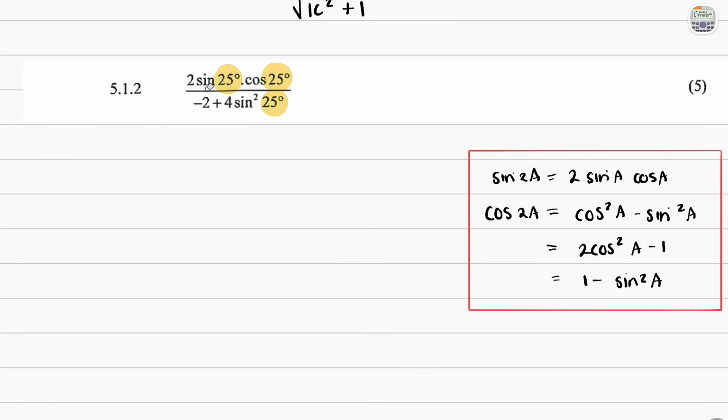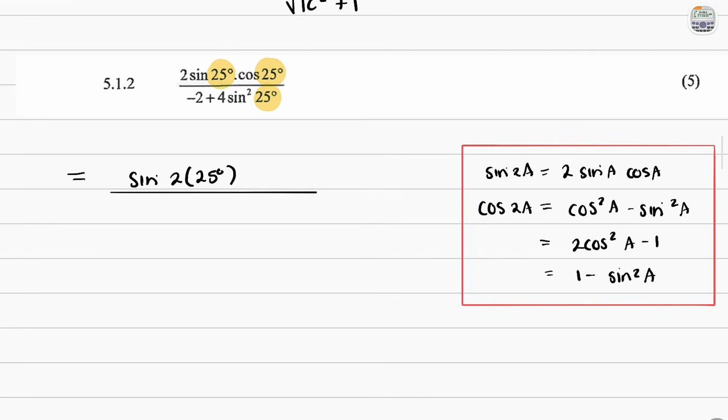Okay, so this is 2 sine 25 degrees. You can see that A here represents 25 degrees. So we can express this as sine 2A, where A is 25 degrees, over, and look at what we have here: a negative 2 and then positive 4 sine squared 25 degrees. Clearly, there's already a common factor of 2 or negative 2.